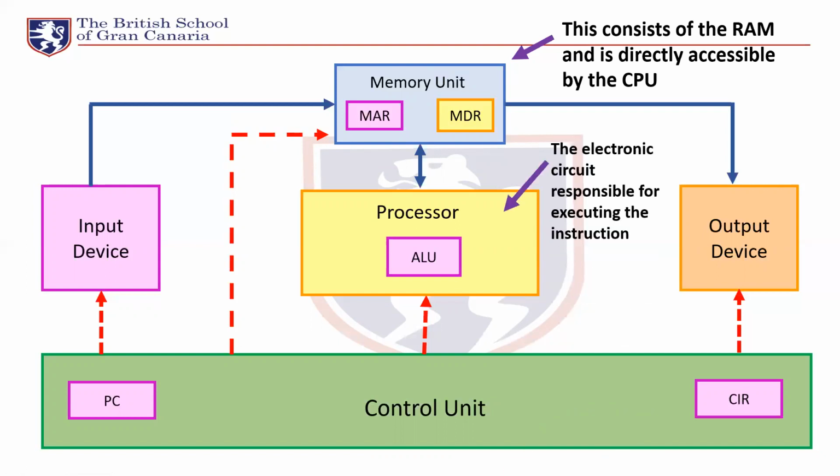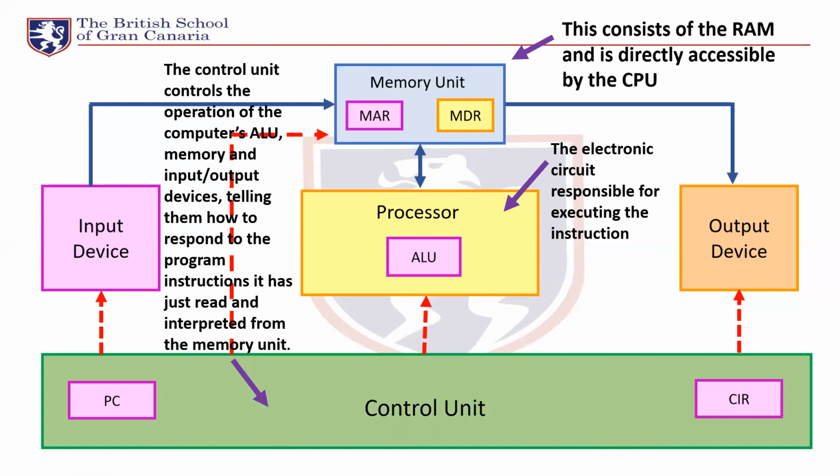This is the electrical circuit or the brain of the computer that is responsible for executing all the instructions. Now, your computer is not going to work without a CPU, like you cannot work without a brain. And then we've got a control unit here. Okay, so the control unit controls the operations of the computer's ALU, and the memory and the input and the output, telling it how to respond to the program's instructions. Okay, to read and interpret from the memory. So this is a control unit where all the information goes through.